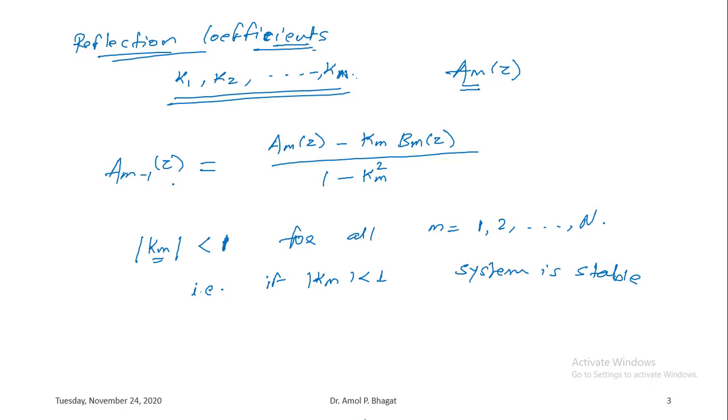For identifying this lower degree polynomial, we are using Am of z, that is the denominator polynomial, minus the reflection coefficient, which is determined from Am of z. Then the reverse order polynomial, that is Bm of z, is again determined by using Am of z, that is the denominator polynomial, divided by 1 minus the reflection coefficient square. And if the reflection coefficient mod Km is less than 1 for all values of m, then we can say the system is stable. So to summarize, we have these equations.